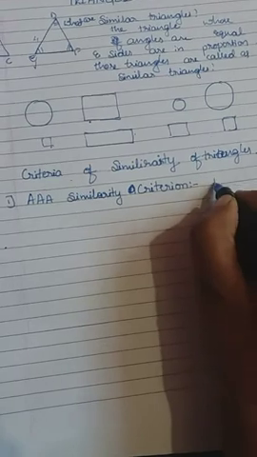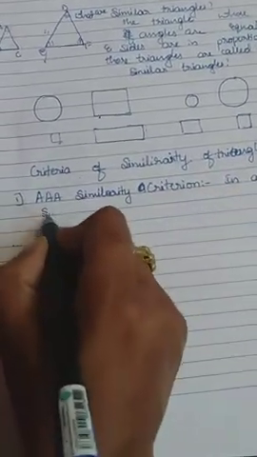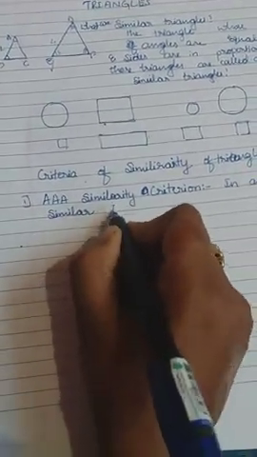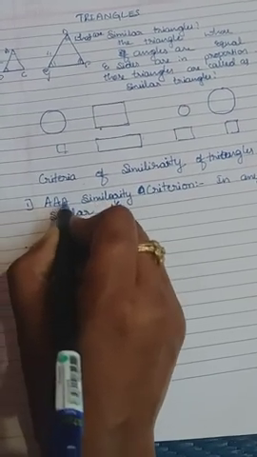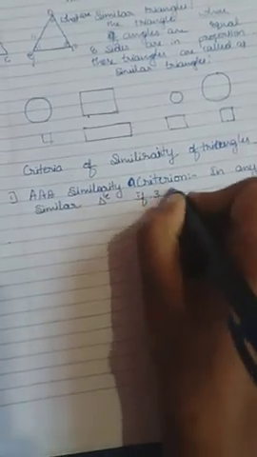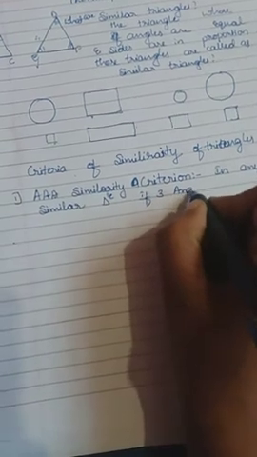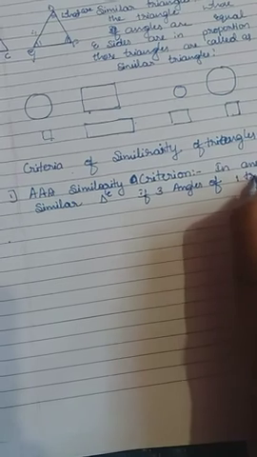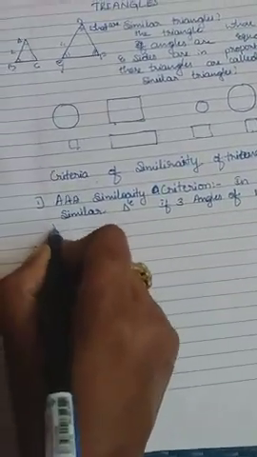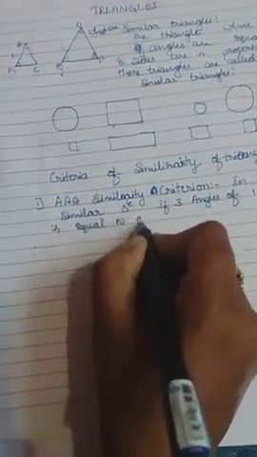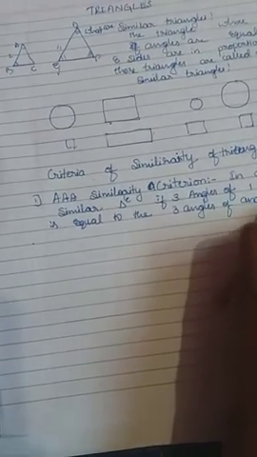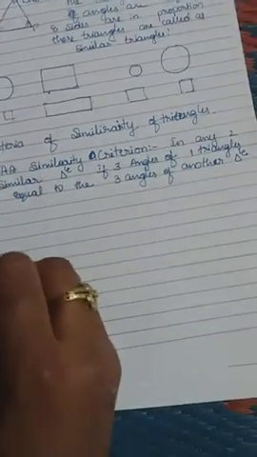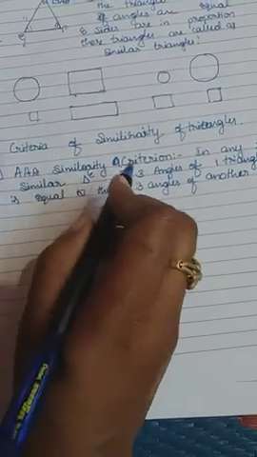So what is the AAA criterion? In any two similar triangles, here we want to take similar triangles only. If three angles, AAA in the sense of angle, 1 2 3, note down, if three angles of one triangle are equal to the three angles of another triangle, it is called the AAA similarity criterion.